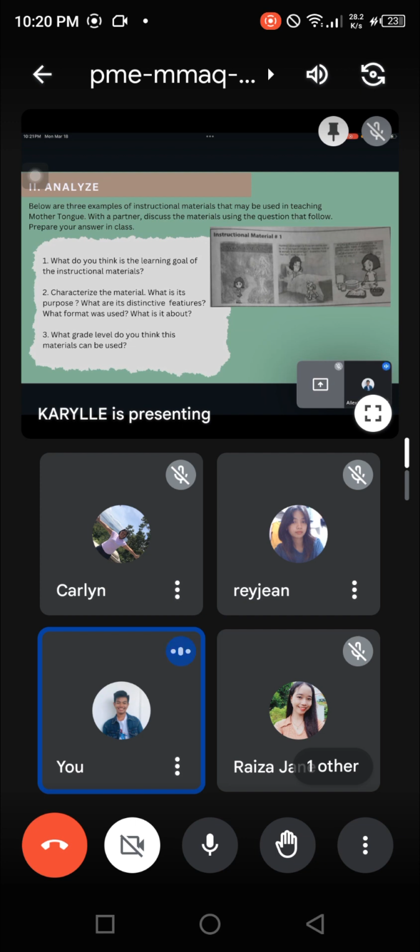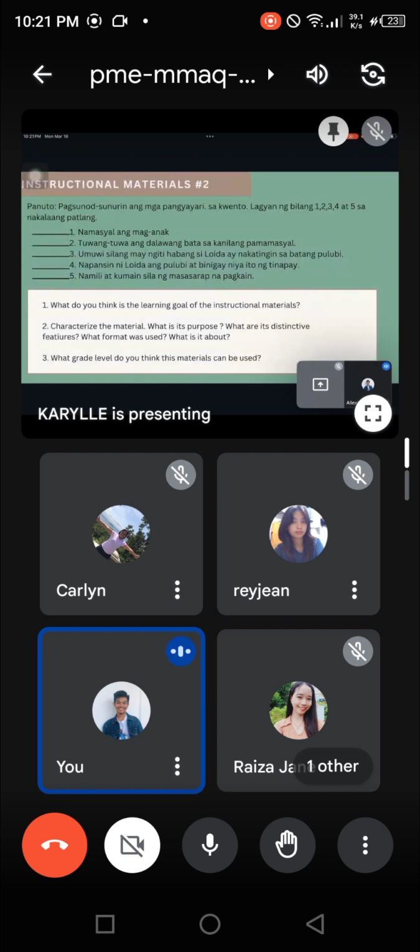What do you think is the learning goal of the instructional materials? Number 2, characterize the materials. What is its purpose? What are its distinctive features? What format was used? What was it about? What grade level do you think these materials can be used? So ito pong mga tanong na to is parang dinidetermine po dito kung ano po ba yung mga purposes ng mga instructional materials na to. So puntahan po natin yung mga instructional materials. Next po.